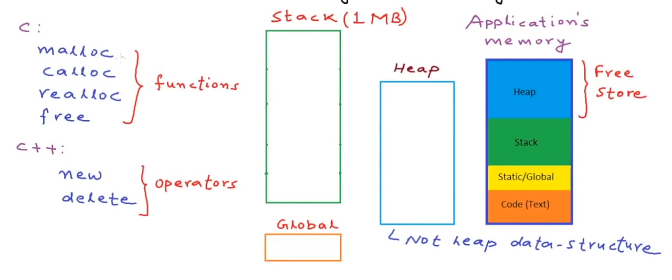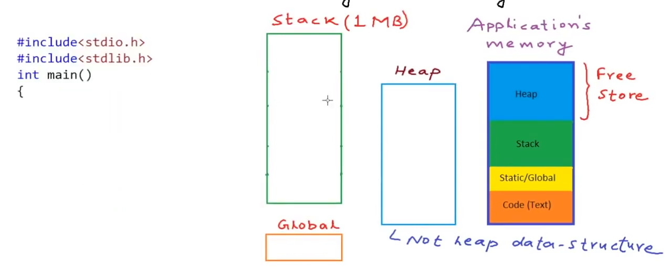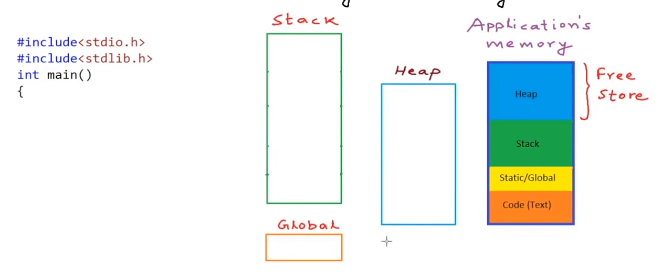Let us first pick up some code example in C. Let us write a C program. I'll clean up some of this stuff on the right. 1 MB for stack, this was just an assumption. In reality, the size of the stack will be decided by the operating system and the compiler. It is a thing of architecture.